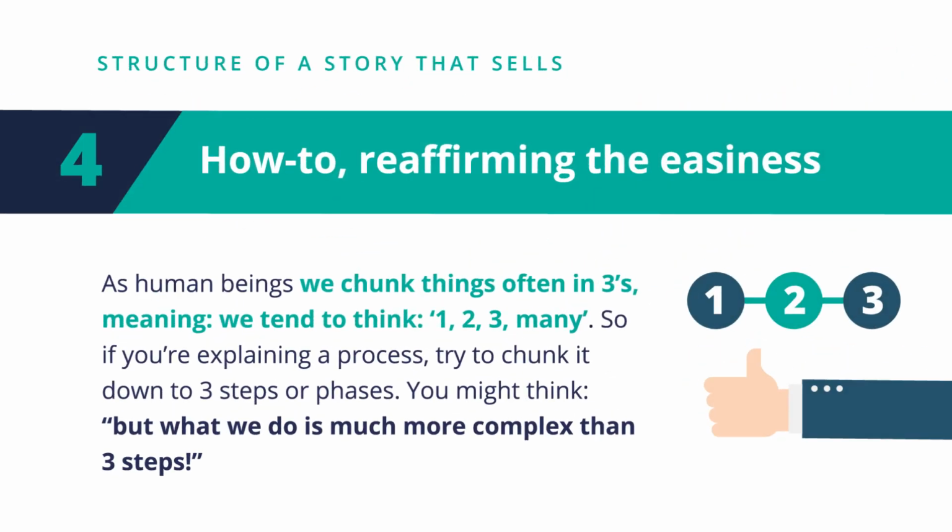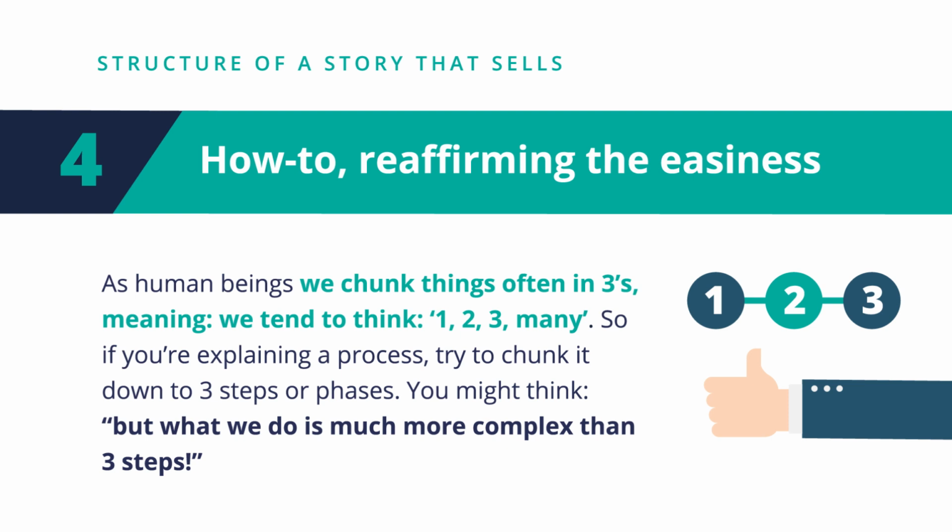Number 4, how-to, or reaffirming the easiness. People want to know how things are done. They want to understand what you will do for them. So tell them, lead them by the hand through your process. And as human beings, we chunk things often in threes, meaning we tend to think in 1, 2, 3, many. So if you're explaining a process, try to chunk it down to 3 steps or phases.